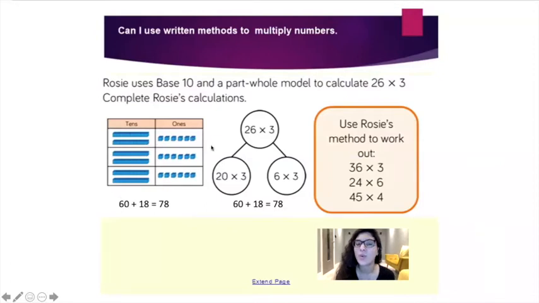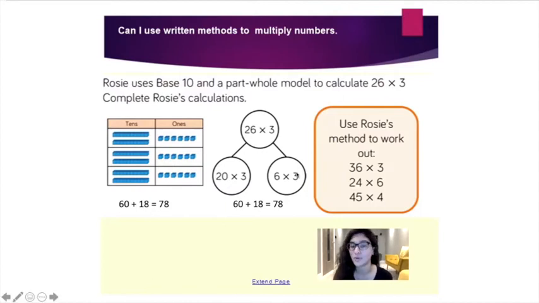And then count how many 1s we have. 1, 2, 3, 4, 5, 6, 7, 8, 9, 10, 11, 12, 13, 14, 15, 16, 17, 18. So 60 plus 18, work that out. You can use the column addition method or whatever method is comfortable for you. And the answer is 78. So that is using the base 10 model for your multiplication.